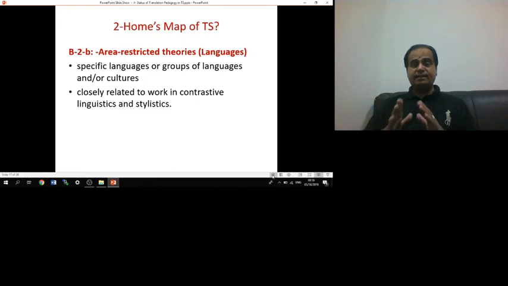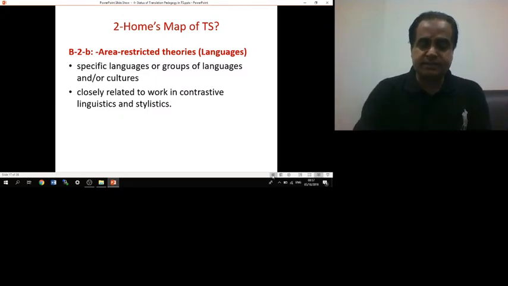So area restricted theories means theories related to languages, closely related to work in contrastive linguistics and stylistics, because in this, the famous model as far as the product of translation is concerned is to study the differences and similarities between two languages. So the language spoken in the Arabian Peninsula is compared with the language spoken in one of the European countries. So areas are different geographical areas.